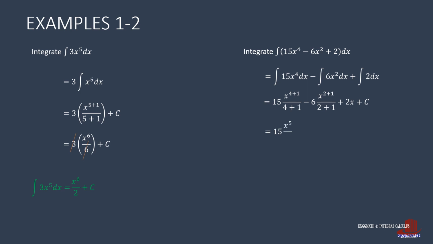Simplify the procedure to get 15 times x raised to 5 over 5 minus 6 times x cubed over 3 plus 2x plus c. Reduce 15 and 5 and also 6 and 3, coming up with the final antiderivative as 3x raised to 5 minus 2x cubed plus 2x plus c.